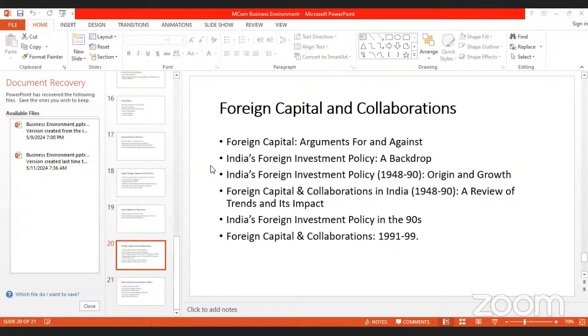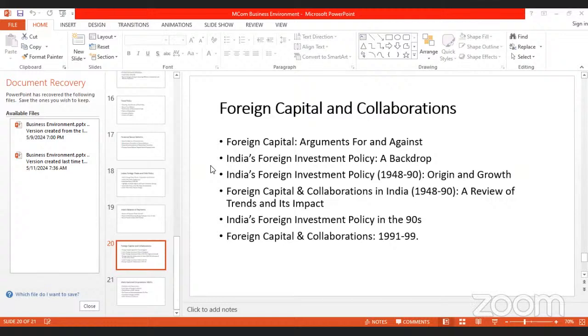So, when we talk about India's foreign investment policy from 1948 to 1990, we'll see certain growth and origin of it. The first phase was the initial hesitant phase, from the 1940s to the 1960s. That was the post-independence era. India adopted a cautious approach towards foreign capital. The Industrial Policy Resolutions of 1948 and 1956 emphasized self-reliance and restricted foreign ownership in critical sectors.